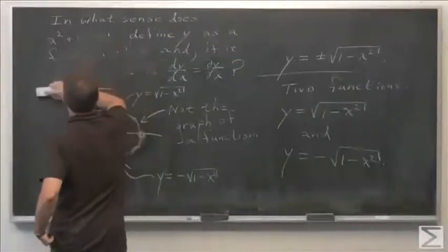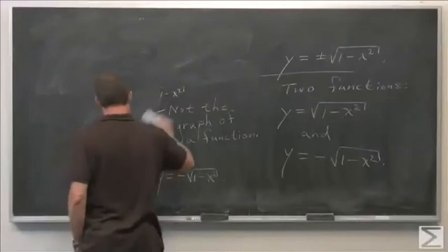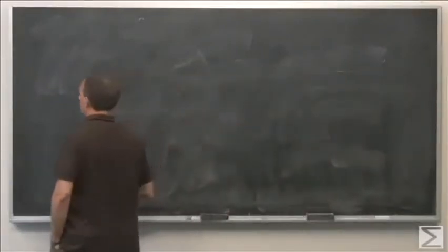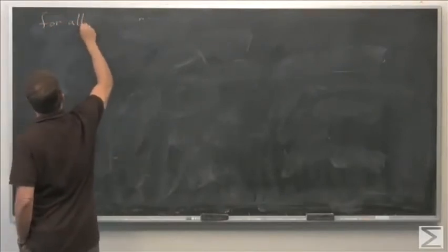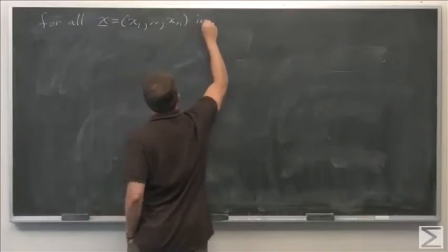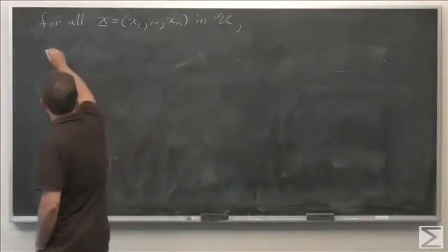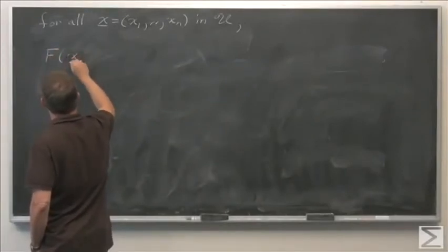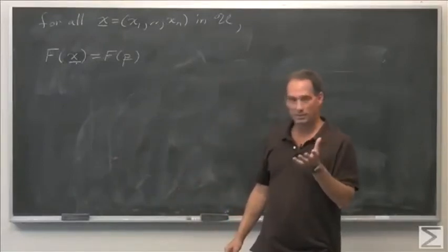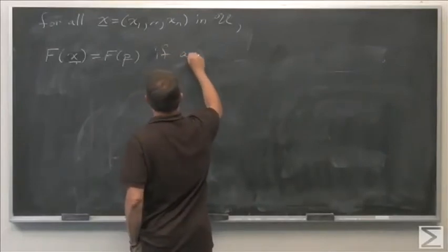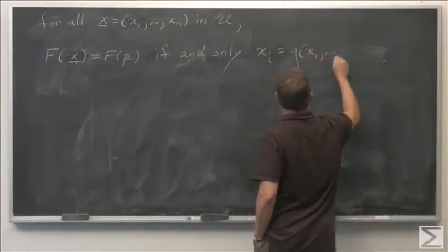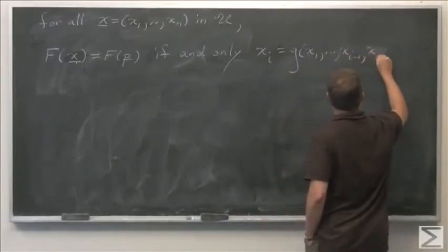what? This is the big deal. Such that for all x, so x is an n-tuple of the x coordinates, in U, this open neighborhood of P, f of x equals f of P, so that all this says is that x is a point on the level set of f that passes through P, if and only if x sub i equals g of the other x variables.